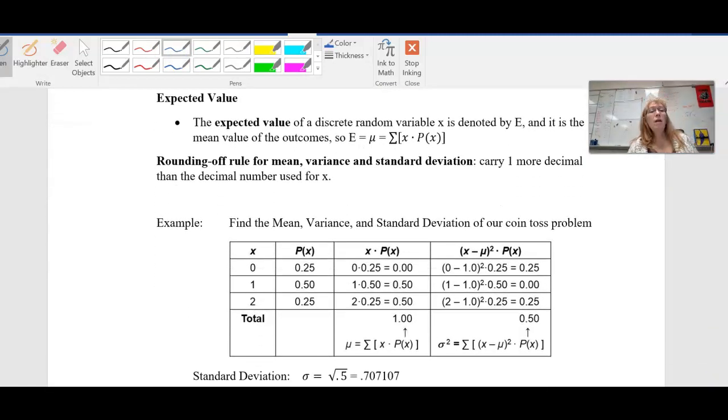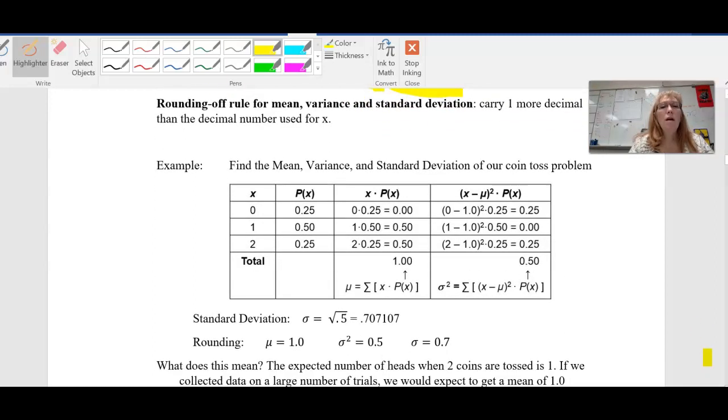All right, expected value, when we talk about that, that is the same thing as a mean. It's just another word for it. So you have to remember that expected value means mean, which is what we just had on the other page. All right, rounding off rules, we go one more decimal, just like always.